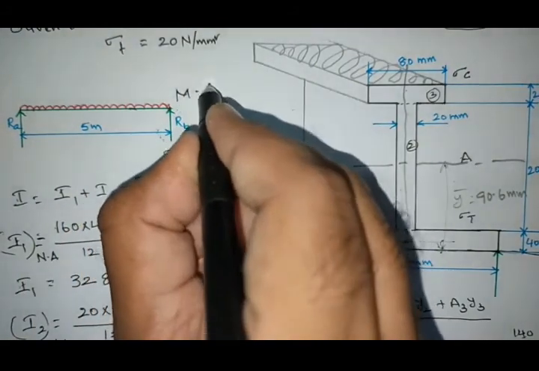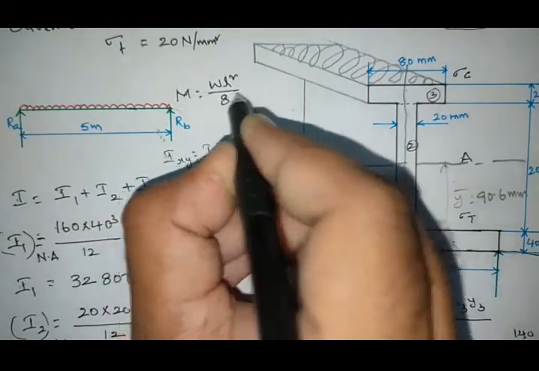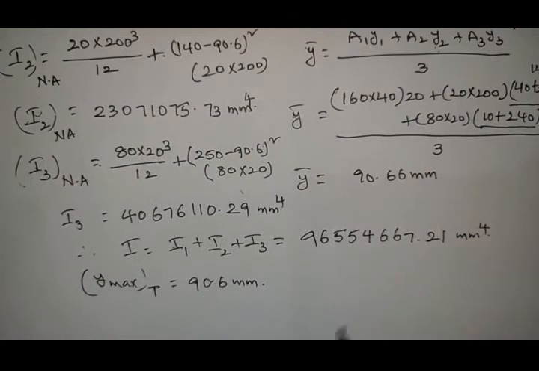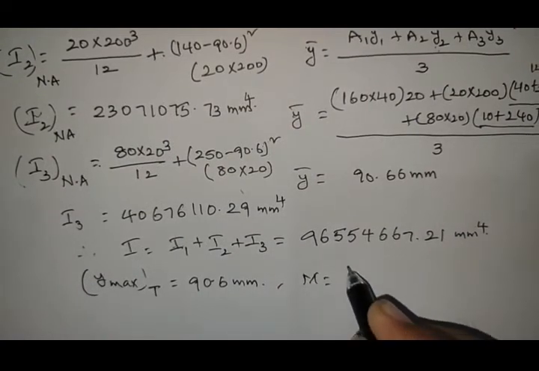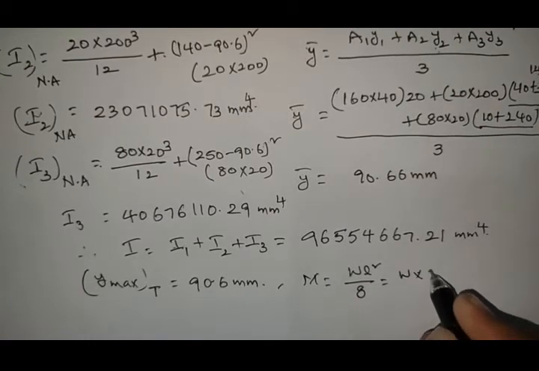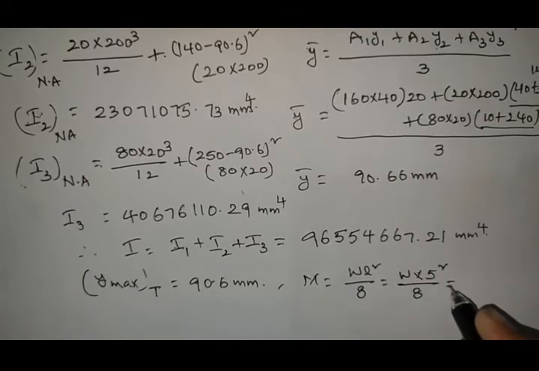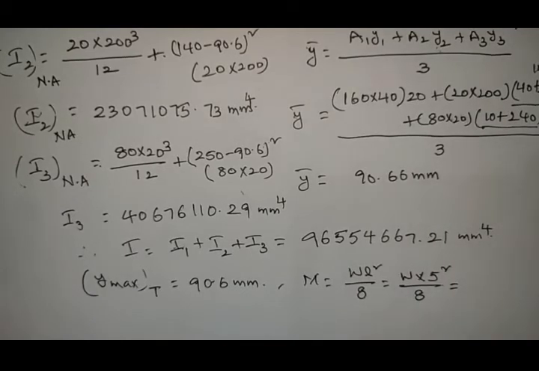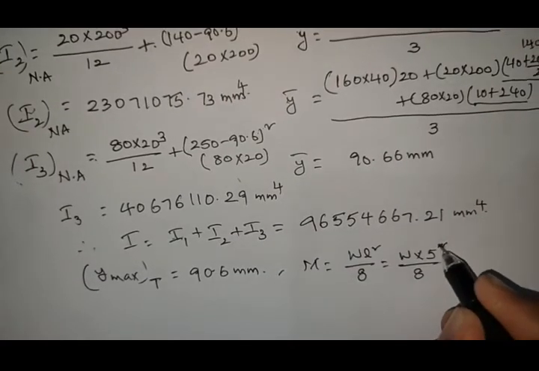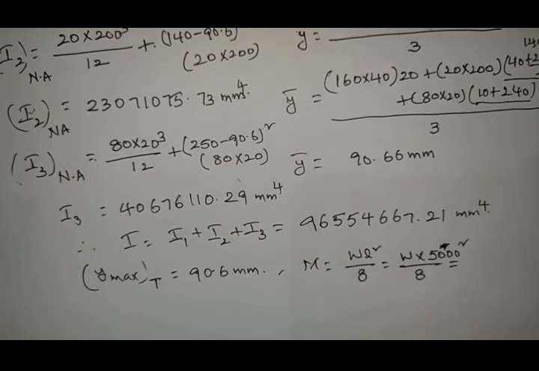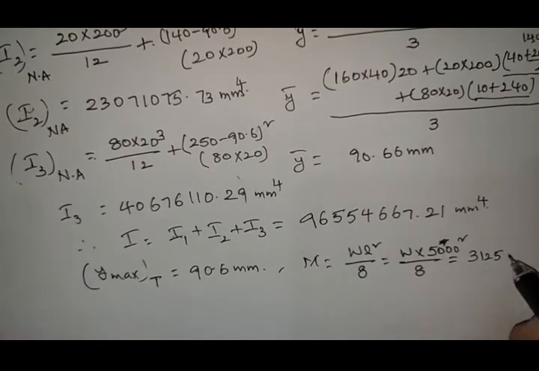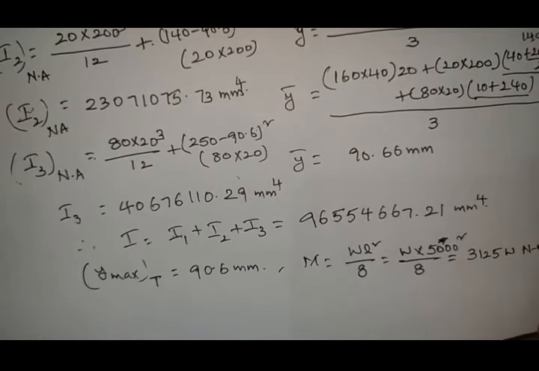Next, in the previous problem itself I explained, for a beam carrying a UDL, the maximum bending moment will be equal to WL square by 8, right? So now calculate the maximum bending moment value also. So M is equal to WL square by 8. So W into L value, 5 square by 8. Here substitute the length value in mm. So 5000 square by 8. Then you will get it as 3125 W Newton mm, right?